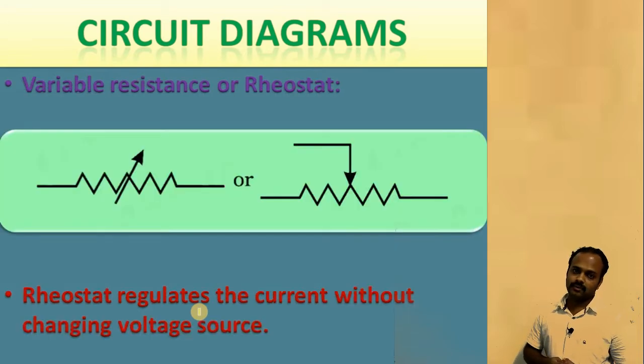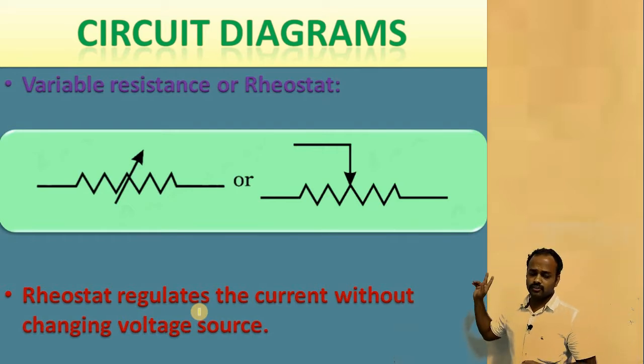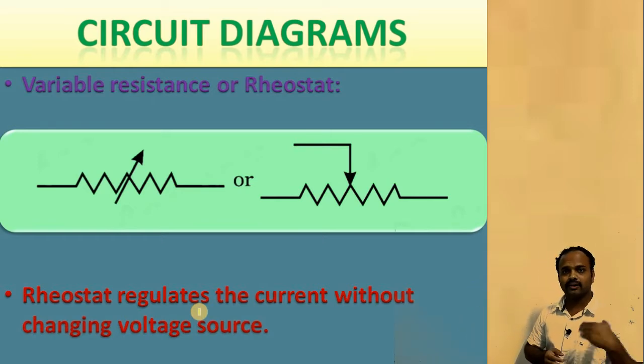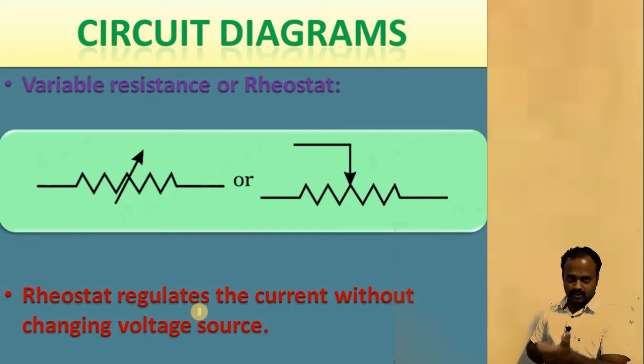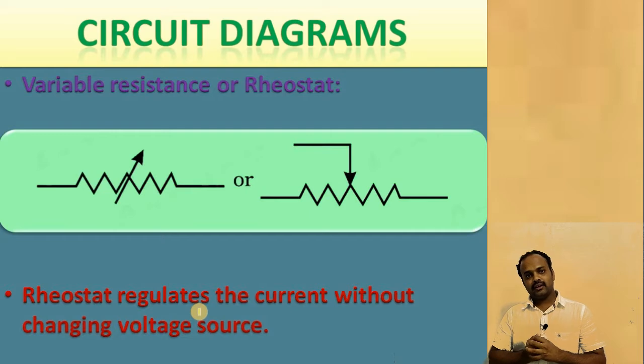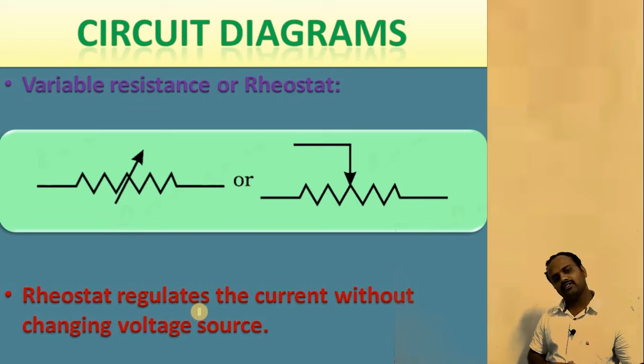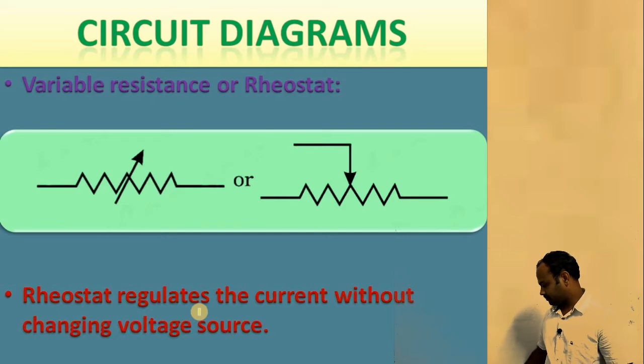Next is variable resistance or rheostat, a zigzag resistor with an arrow mark. Here also we have two symbols. You can draw any one. Rheostat is a variable resistance. The name itself says it: the resistance has to vary. We have to increase or decrease the resistance. A rheostat regulates current in the circuit without changing the voltage source.